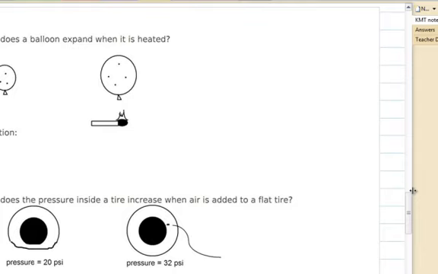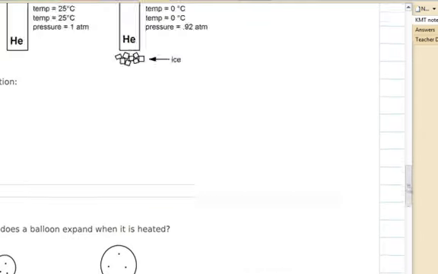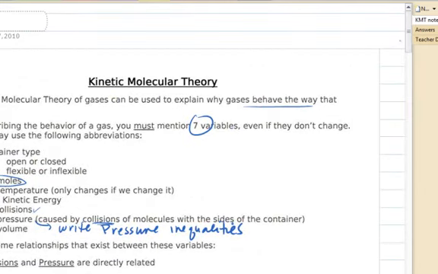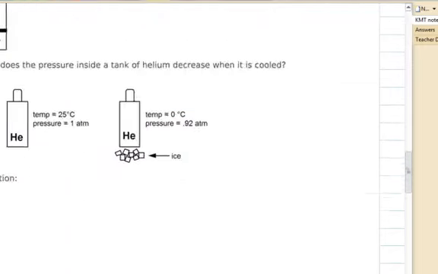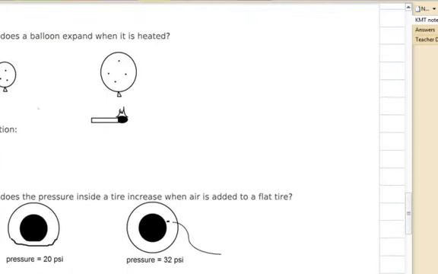Okay, so remember, we have to go back to our variables and start at the beginning. So what's the first thing we have to do? We have to decide our container type, open or closed, and flexible or inflexible. So a balloon is closed, and a balloon is flexible. So let's go back and add that in there.